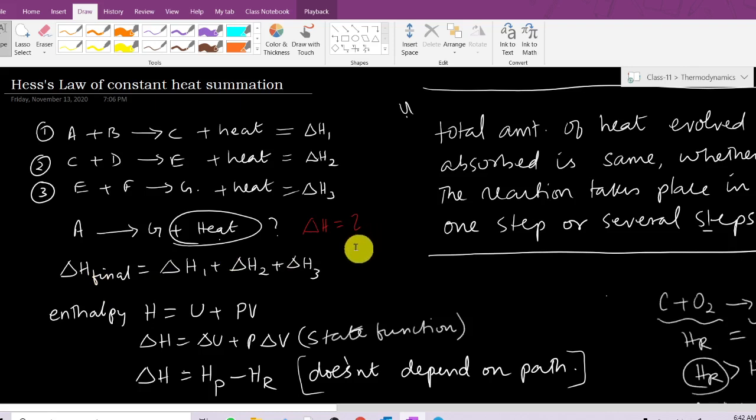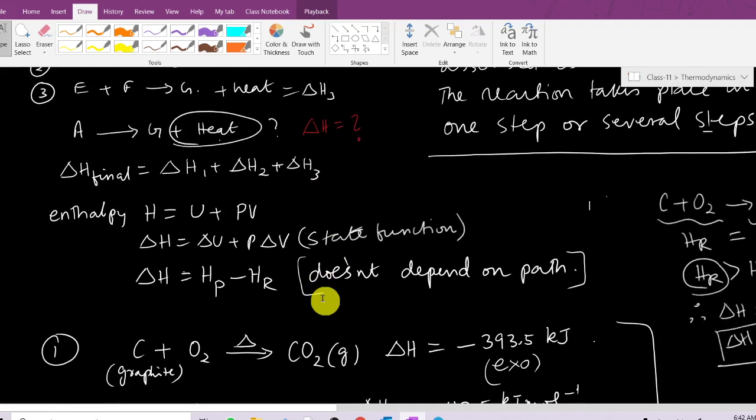Now let us do some problems and see how we get a better understanding of this law. We know that enthalpy is defined as H equals internal energy plus pressure times volume. Again, as I told you, we only measure the change in any parameter. Therefore delta H will be equal to delta U plus P delta V, because P is the external pressure, that is the atmospheric pressure, which remains constant.